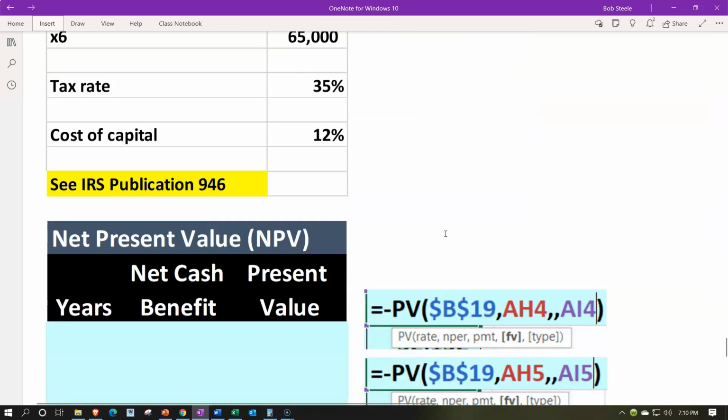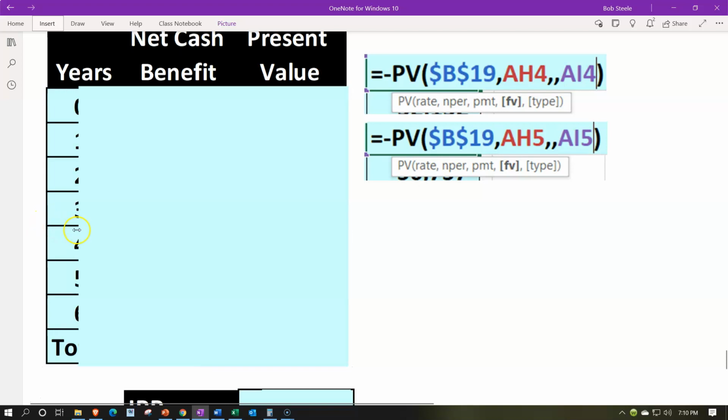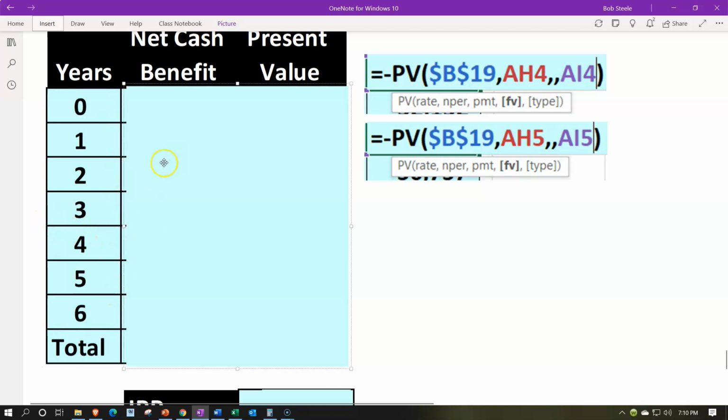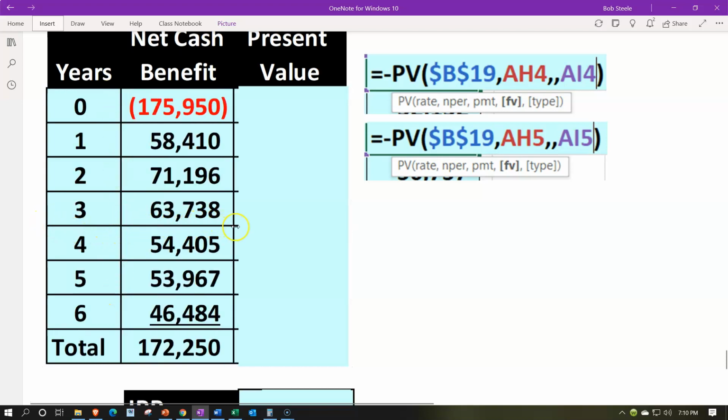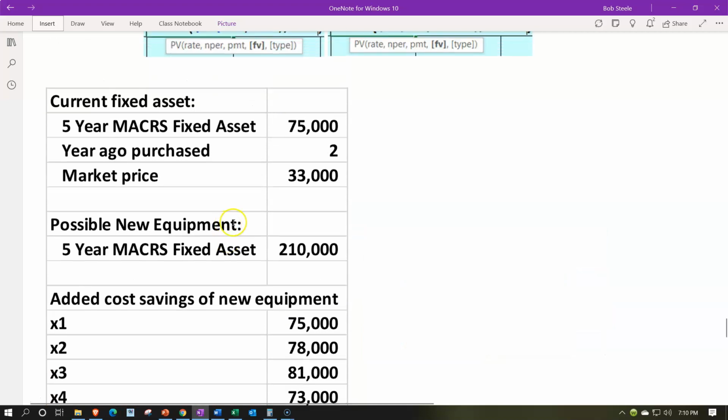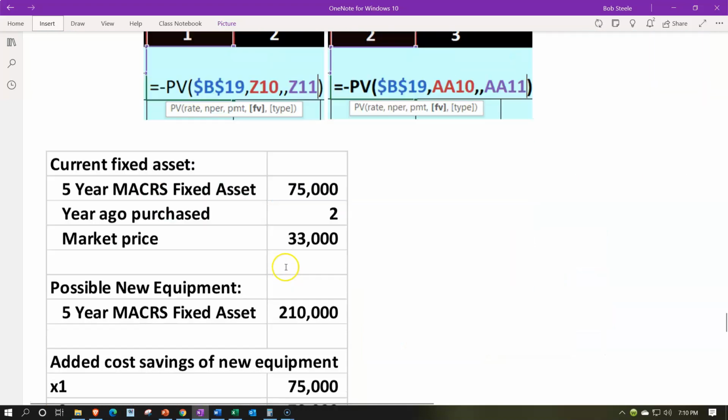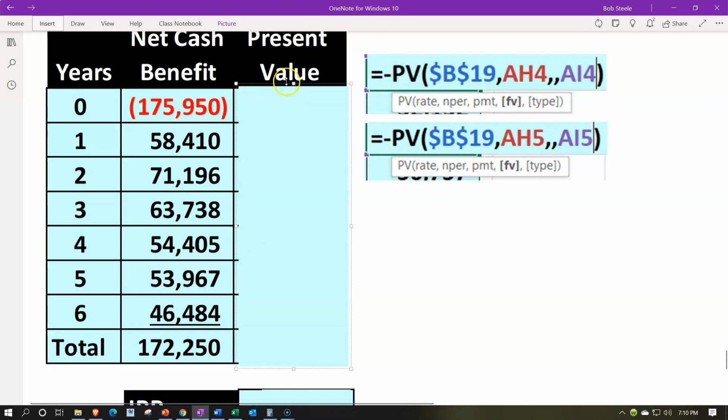Scrolling back down, we could see this in a vertical fashion, which would look something like this. We got periods 0 through 6. Then we have our cash flows starting with the negative 0 outflows at the 175,950. Then the inflows lining up just as they would, but this time in a vertical fashion as opposed to horizontal.